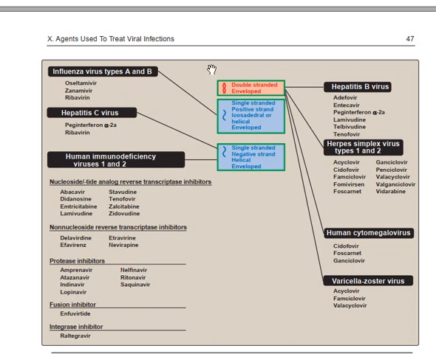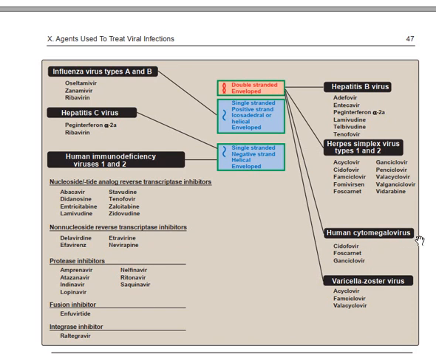Let's start with double-stranded enveloped DNA viruses. For double-stranded enveloped DNA, we have hepatitis B. In hepatitis B, you can use antiviral drugs such as adefovir, entecavir, lamivudine, and tenofovir. In herpes simplex virus, you can use acyclovir, famciclovir, ganciclovir, and valacyclovir.